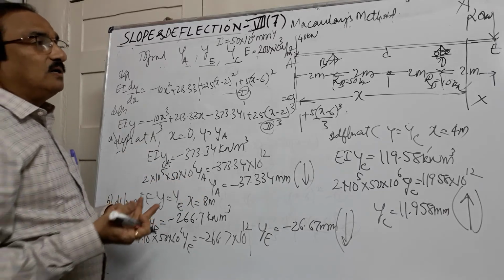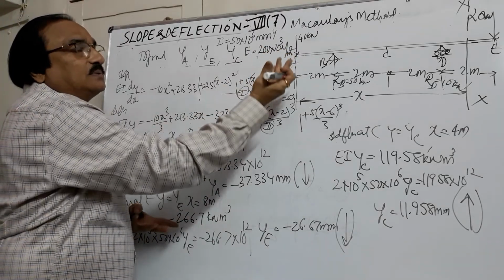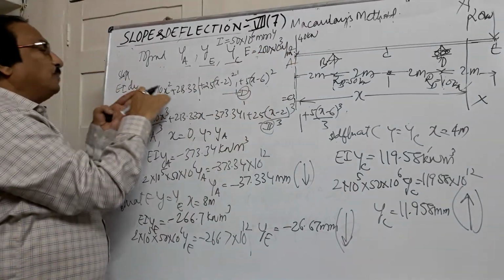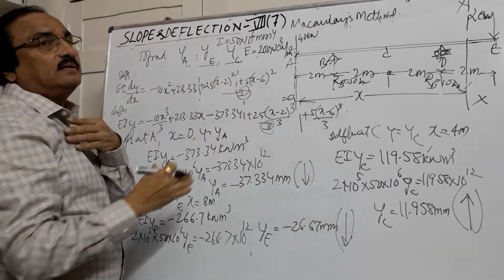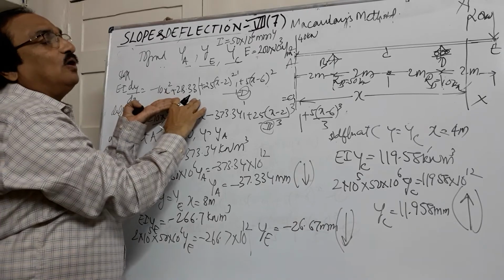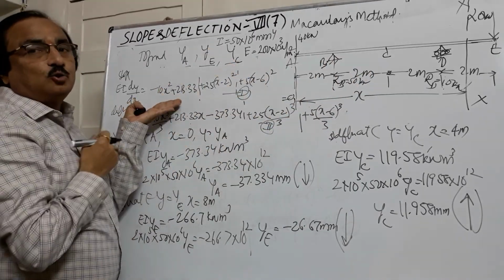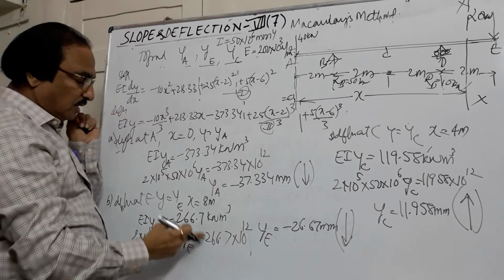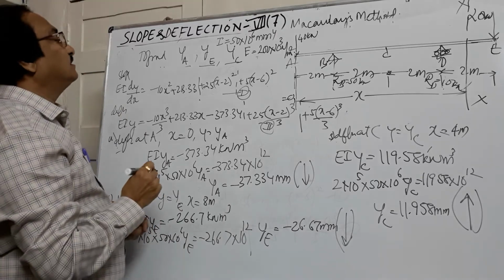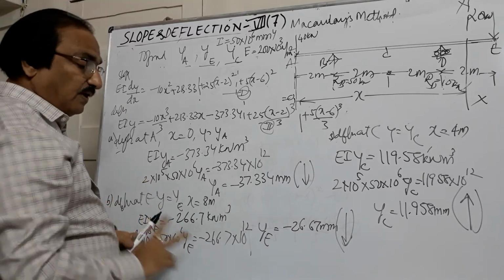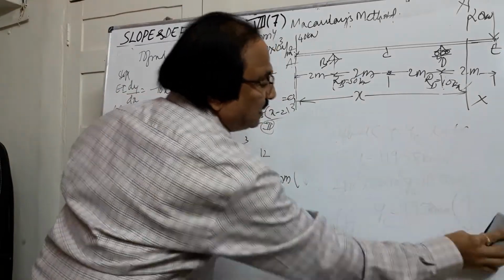Now I can find out the slope at A. For finding the slope at A, substitute x equal to 0 in the slope equation. You get the slope at A. If I want to know the slope at E, then substitute x equal to 8 meters in this slope equation. You will get the slope at the end. The only thing is you have to be careful about the unit here. Now finally, the question has asked you to draw the deflected curve.